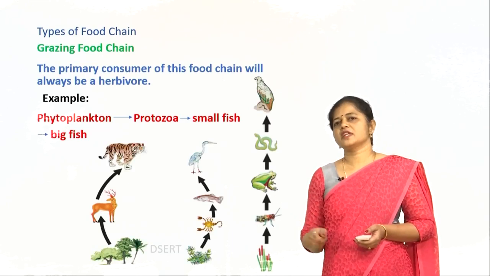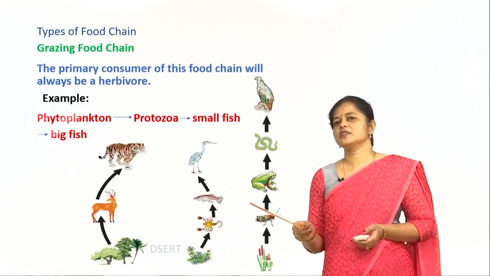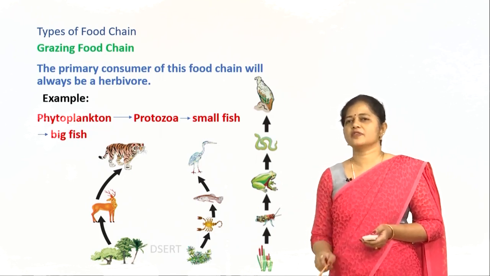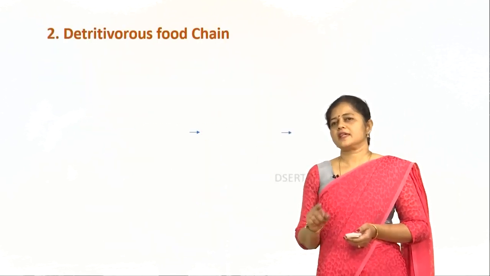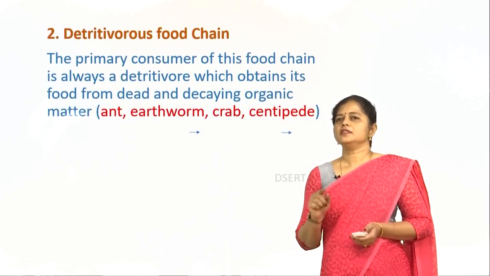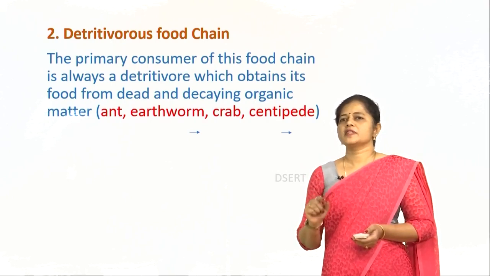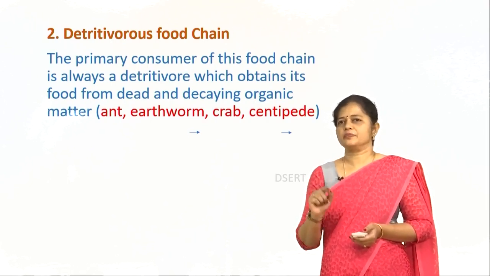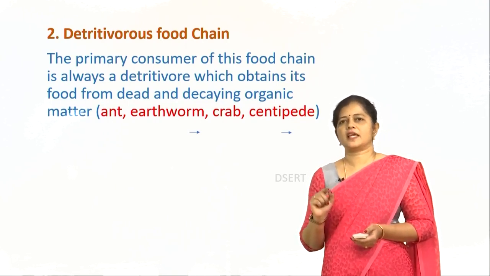In all these food chains, you can see that the primary consumer is always a herbivore. Hence, these are examples for grazing food chains. The second kind of food chain is the detritivorous food chain. Here, the primary consumer will always be a detritivore. And who is a detritivore? It is an organism which obtains its food from dead and decaying organic matter.